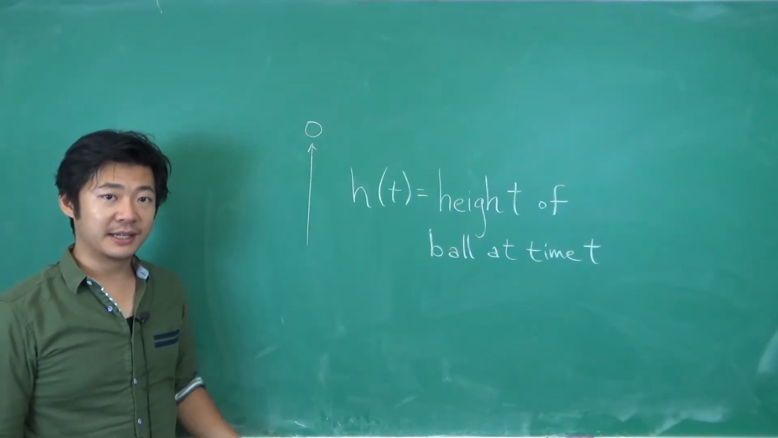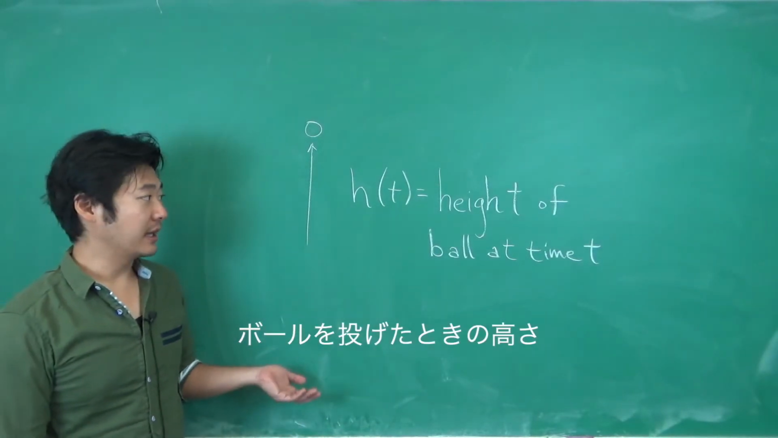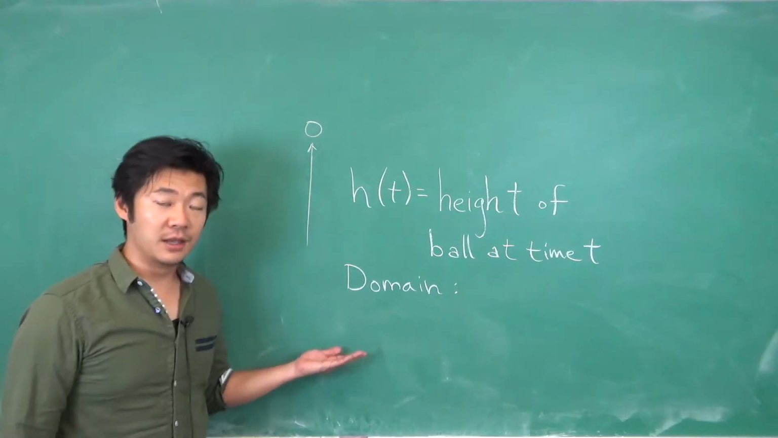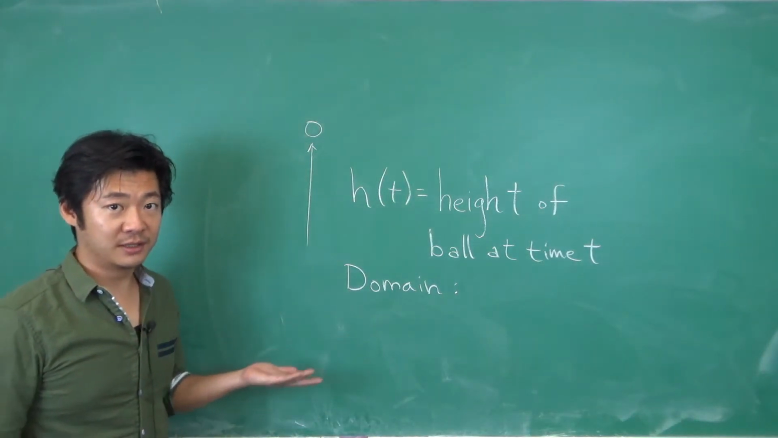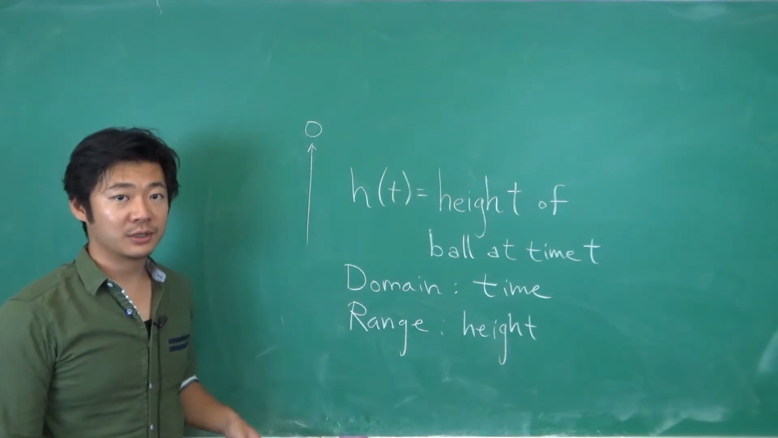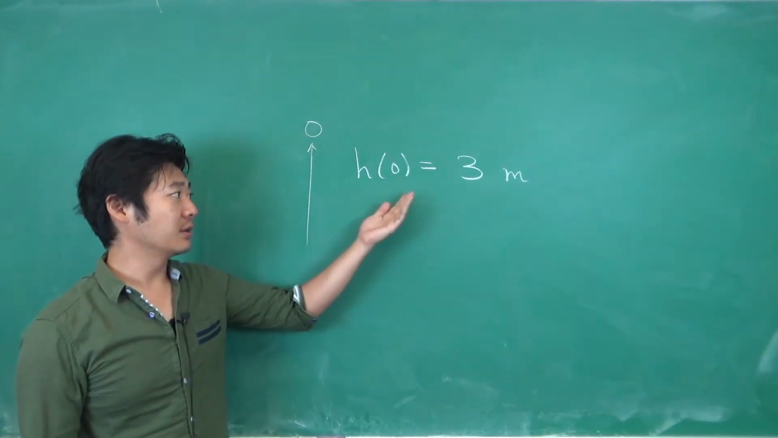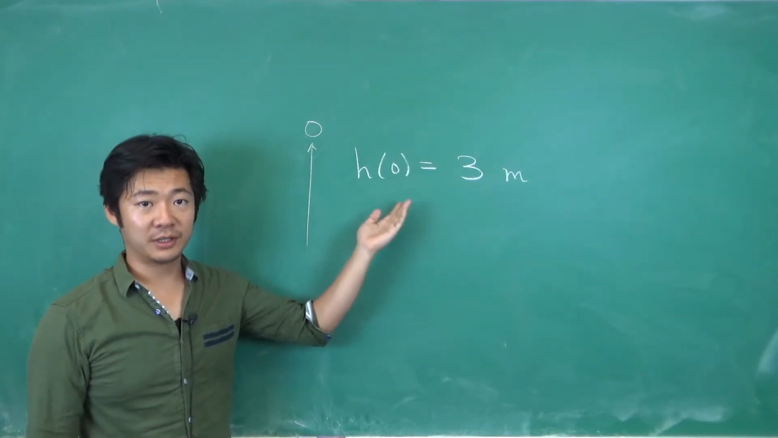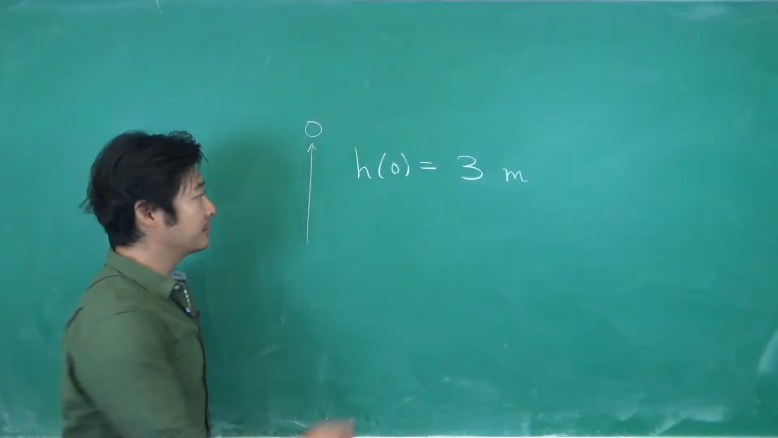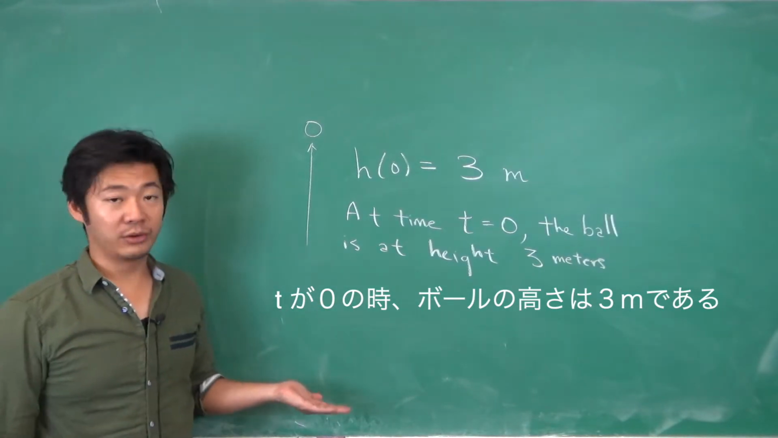One example, let's say, is the height of a ball that you throw up in the air at time t. So, in this case, the domain would be time, and the range would be the height of the ball. So, for example, suppose the value of h at 0 equals 3 meters. What does this mean? This means that at time t equals 0, the ball is at height 3 meters.